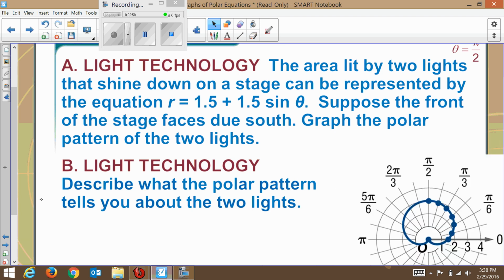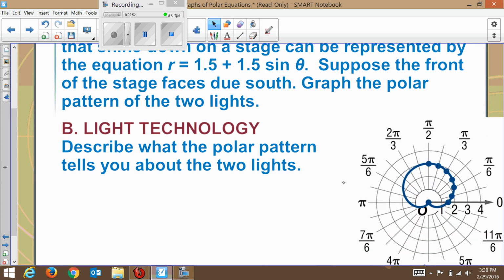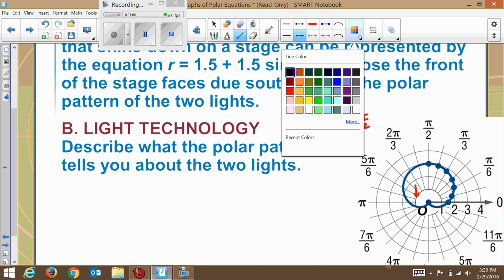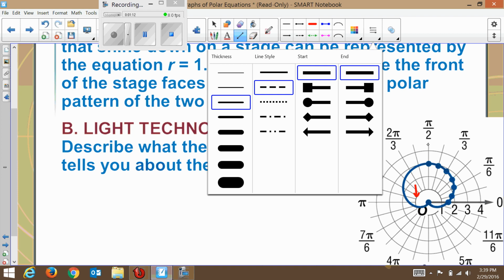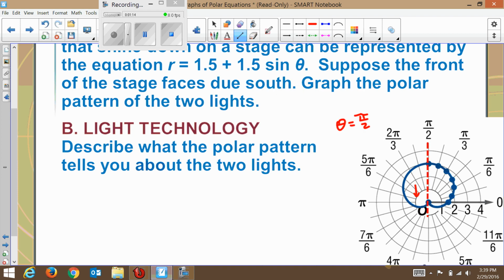So here's the picture, and I want you to think for a second about what this picture represents. Now, the stage faces due south, so the stage is facing this way. And by the way, we know it has symmetry on the line theta equals pi over 2. That's where we have symmetry, because that cuts it in half.